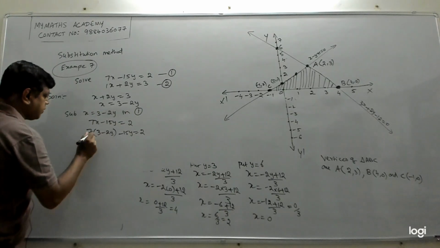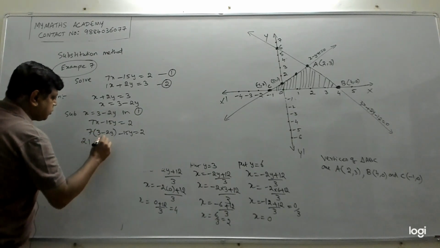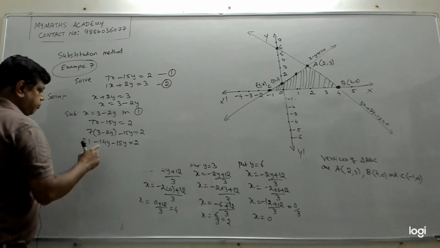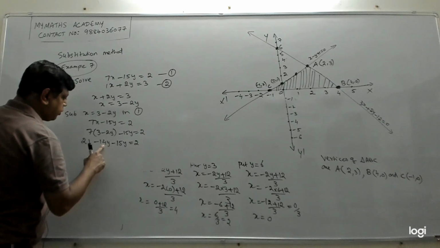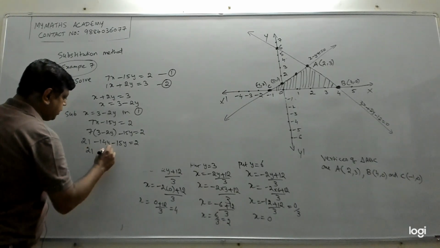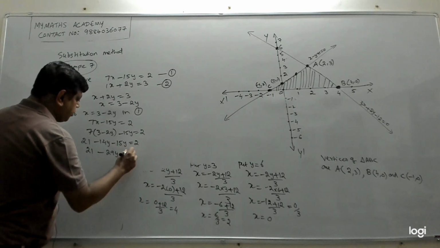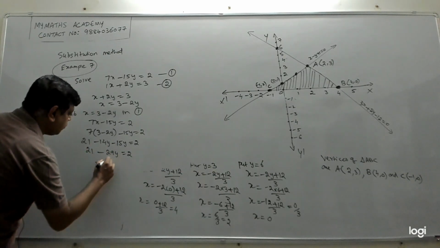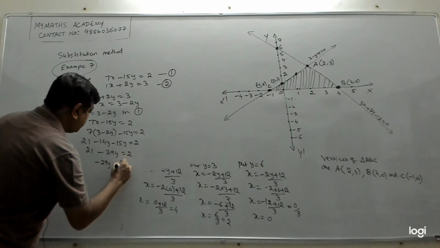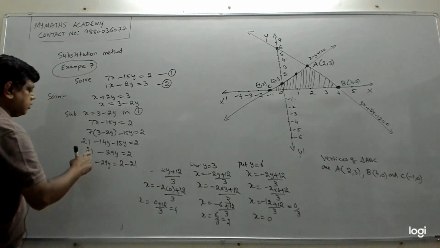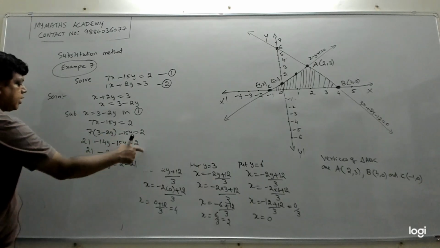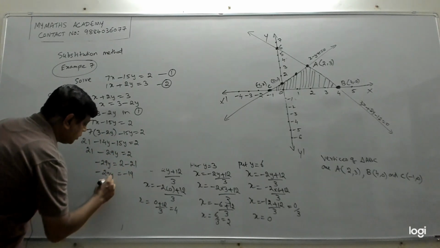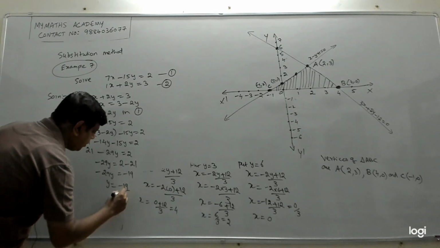Now this becomes what? 7 times 3 is 21 minus 14y minus 15y equal to 2. Then you get minus 14y. So 21 minus 29y equal to 2, because 14y plus 15y is 29y. So you get minus 29y equal to 2 minus 21. 21 goes this side, it will become minus 21. So minus 29y is equal to minus 19.